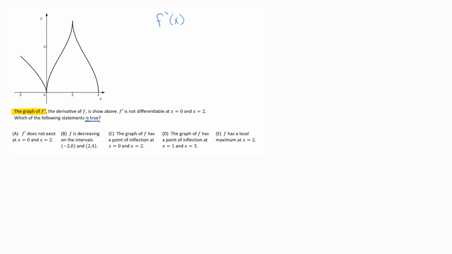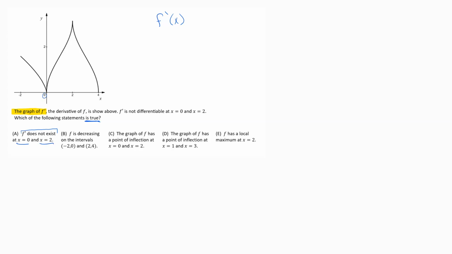And so this is the AP Calculus people's way of making us go through 5 smaller problems instead of just doing it as 5 separate problems. So we have to go through all of our answers and see if each is true or not. So A is saying that the derivative does not exist at x equals 0 and x equals 2.